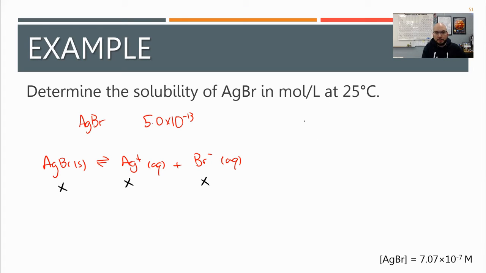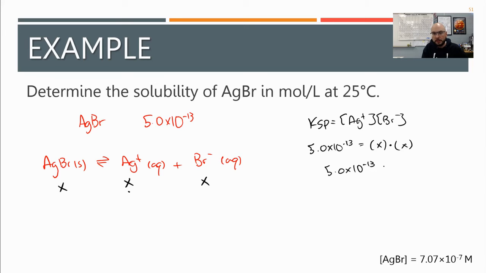So, let's write a KSP expression. Now, KSP is equal to the concentration of Ag plus and Br minus. And we know the KSP is equal to 5.0 times 10 to the negative 13. And we know the concentration of Ag plus, right here, is X. So this is going to be X multiplied by X. So we just get 5.0 times 10 to the negative 13 is equal to X times X, which is X squared. So if we wanted to solve for X, we would just square root this. And we get X is equal to 7.1 times 10 to the negative 7. And we're done there, okay?